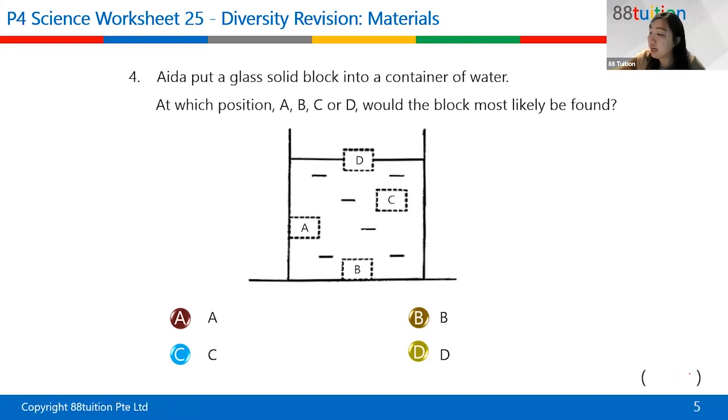Yes, good. Okay, because glass is actually very dense. Very dense means that the density is high. When something has high density, it will sink. You might not have heard of the word density before, but density basically is whether or not something floats or sinks. If a thing has high density, it will sink. If an item has low density, it will float. So therefore the answer is B.